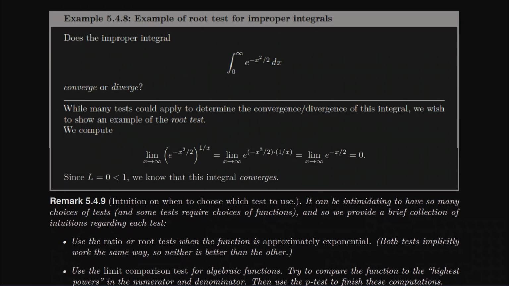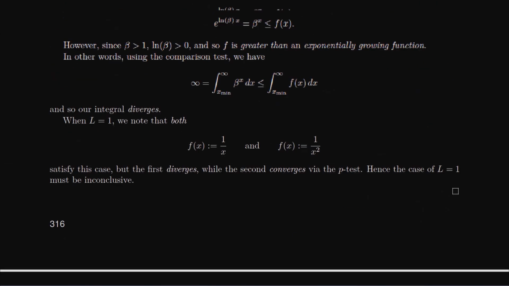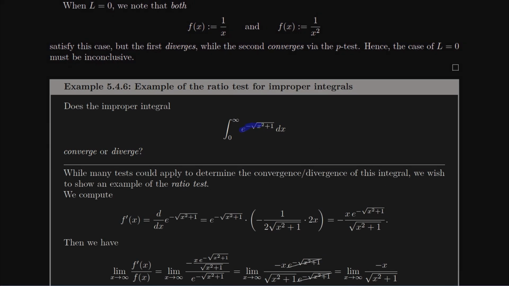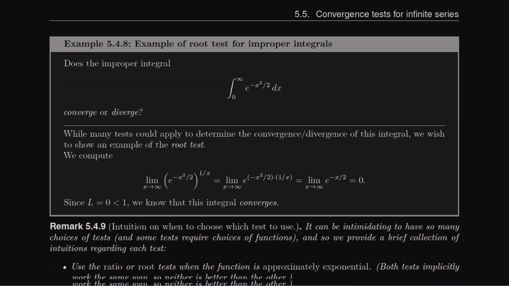Let's look at the cases we chose for, in this case, the root test. Look at that. That is an exponential function, or approximately exponential function. And similarly, in the ratio test, e to the negative root x squared plus 1, also approximately exponential. So you're looking at exponential functions for the ratio and the root test.